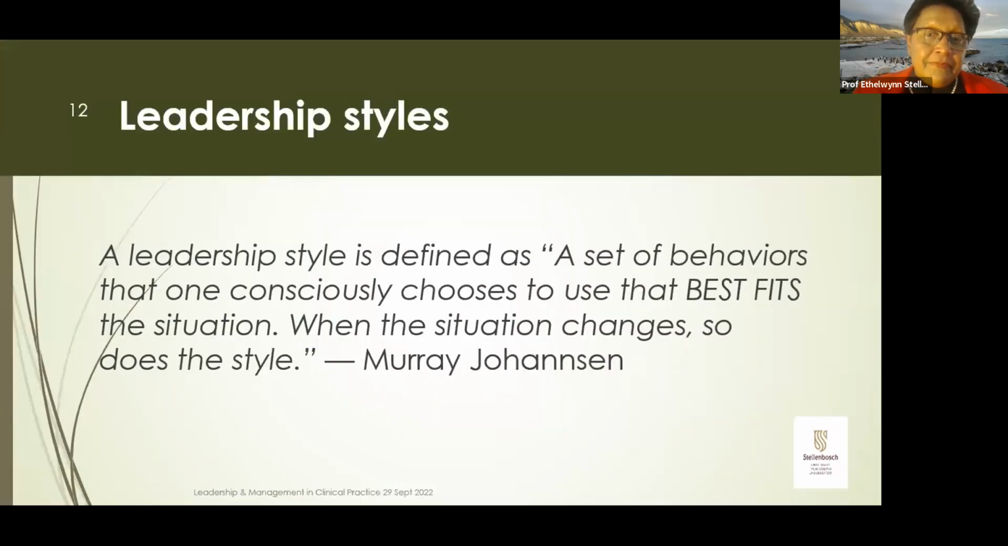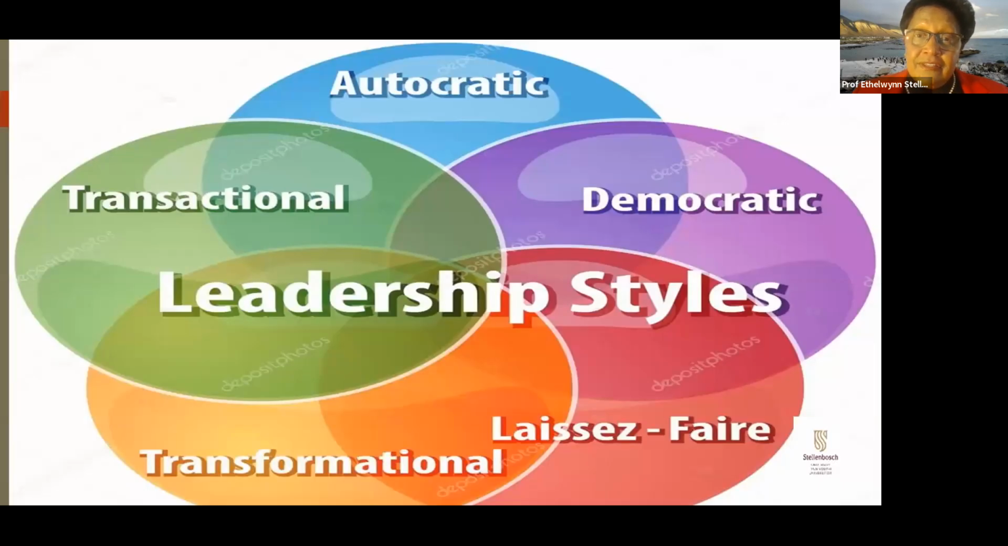Can you see that? Are we okay? So we talk about leadership styles. A leadership style is defined as a set of behaviors that one consciously chooses to use that best fits the situation. When the situation changes, so does the style. So let's look at that. These are the leadership styles that everybody's familiar with: autocratic, transactional, democratic, laissez-faire, transformational. But what is it that we need in the health environment?